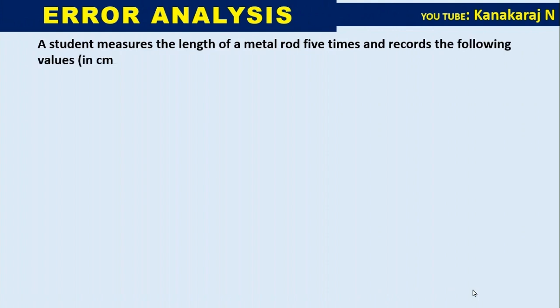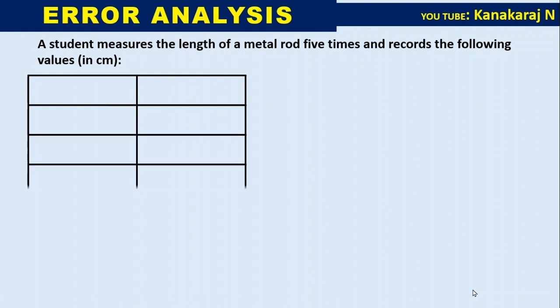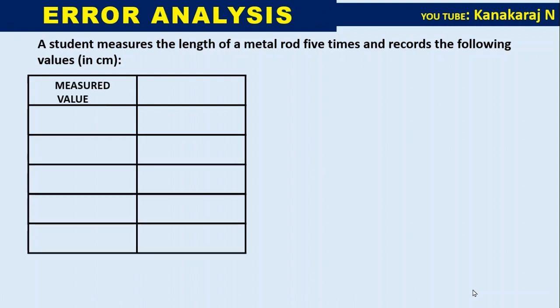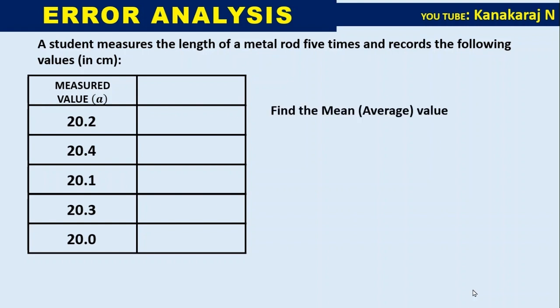A student measures the length of a metal rod 5 times and records the following values in centimeter. The measured values are A1 is 20.2, A2 is 20.4, A3 is 20.1, A4 is 20.3 centimeter and A5 is 20.0 centimeter. Find the mean average value AM. This mean average value is the true value.